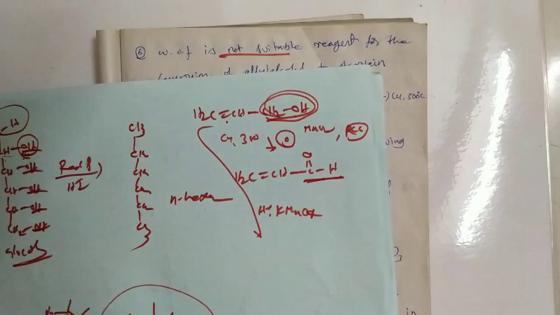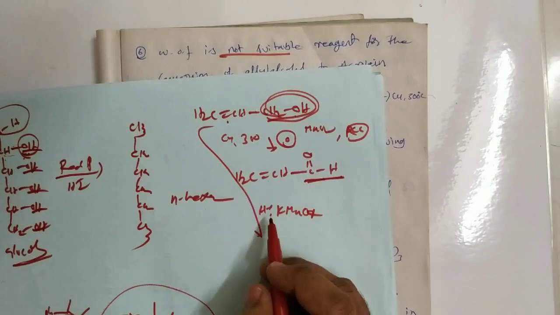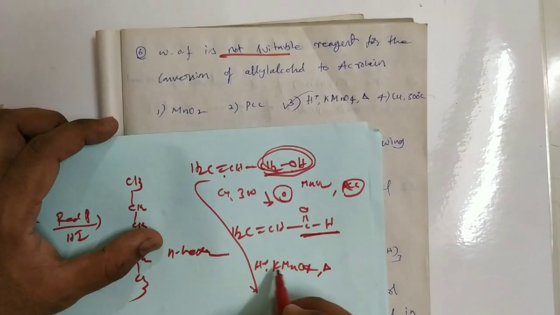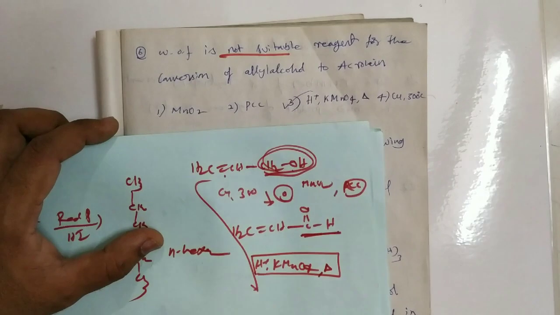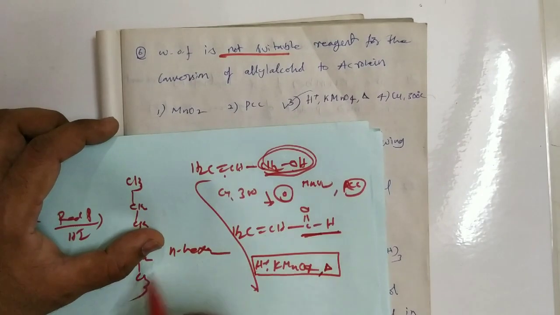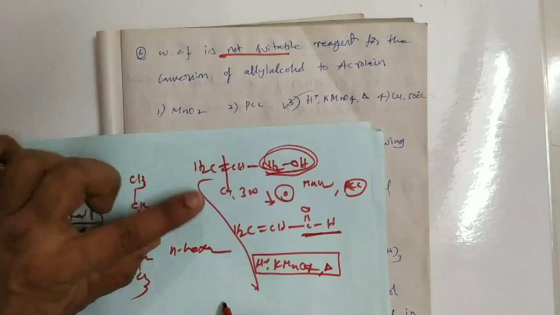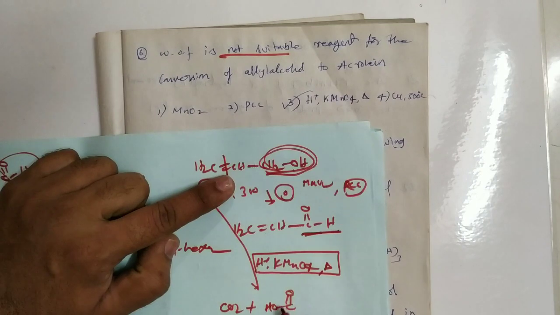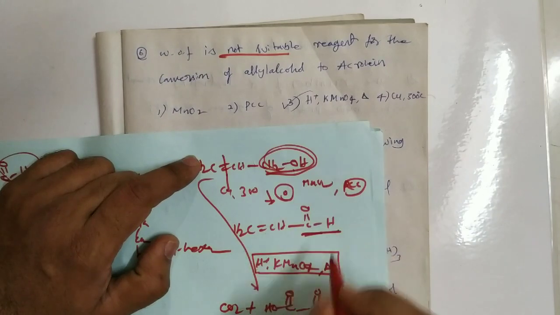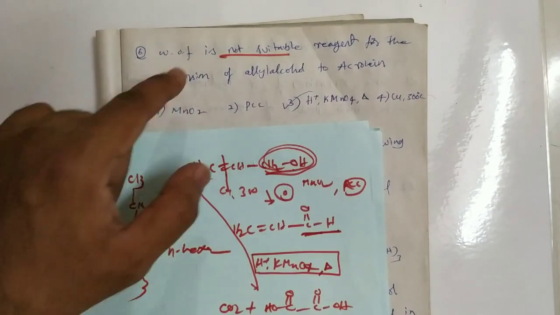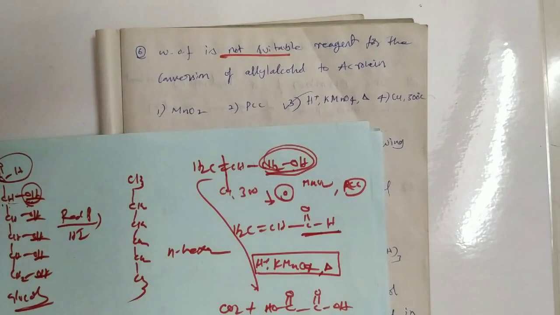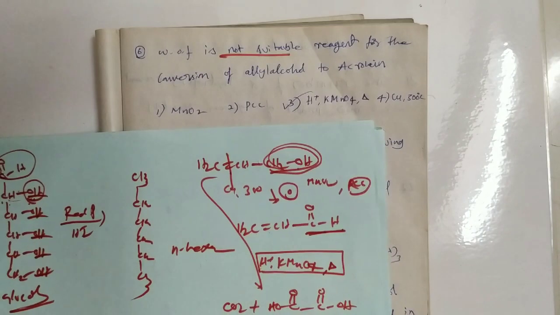With acidified potassium permanganate, heating is also mentioned, that means it is hot acidified KMnO4. With hot acidified KMnO4, double bond breaking also takes place. It is converted to CO2 and carboxylic acid, and the primary alcohol group is also converted to an acid group. So for the conversion of allyl alcohol to acrolein, acidified potassium permanganate is not suitable. Okay, that is the sixth question.